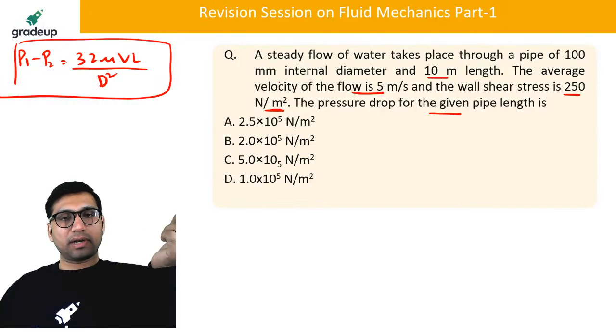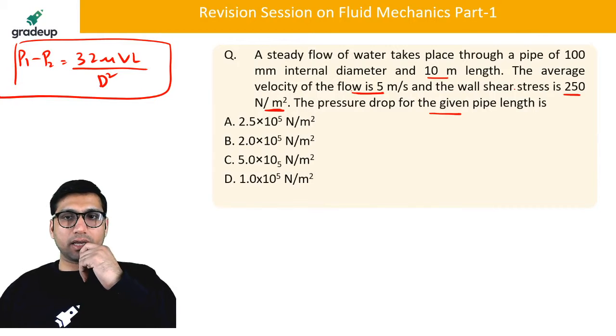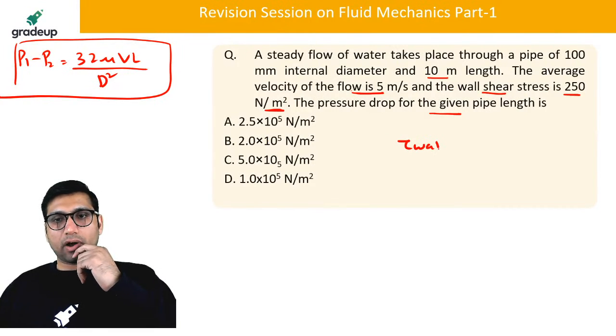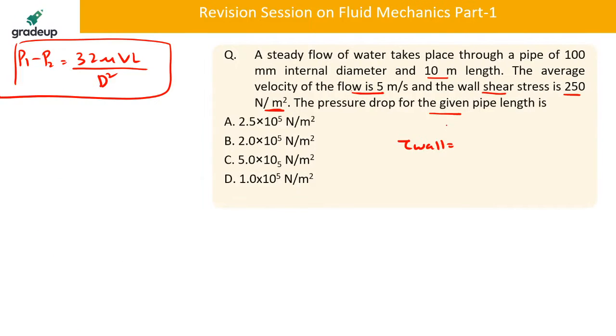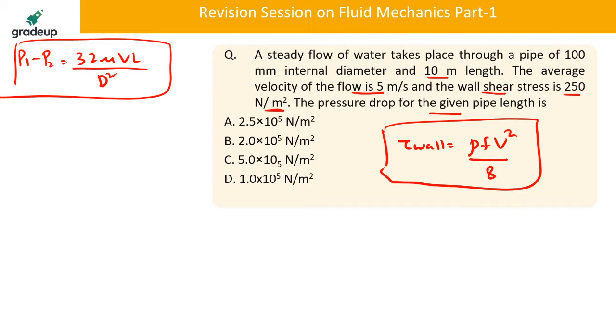So I have forgot to tell you that there is a direct formula for the wall shear stress. Wall shear stress can also be found by using the direct formula, and that direct formula I think you should know. It will be definitely very much helpful for solving some of the questions. The wall shear stress is also equal to rho f v square by 8. This is a direct formula for the wall shear stress. The wall shear stress is equal to density into friction factor into average velocity square divided by 8. This formula is also very, very important. Okay. So wall shear stress is given in the question.